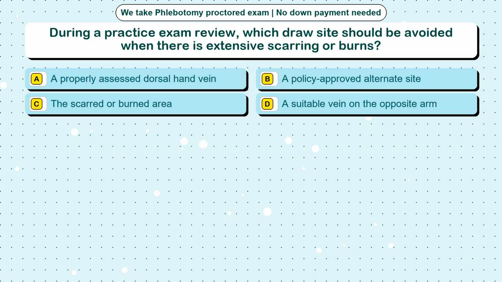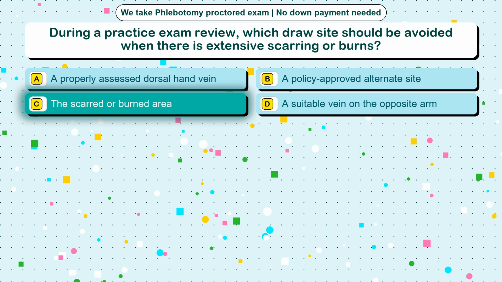Question 29. During a practice exam review, which draw site should be avoided when there is extensive scarring or burns? Option A, a properly assessed dorsal hand vein. Option B, a policy-approved alternate site. Option C, the scarred or burned area. Option D, a suitable vein on the opposite arm. The correct answer is option C, the scarred or burned area.